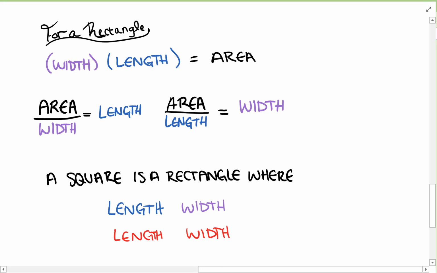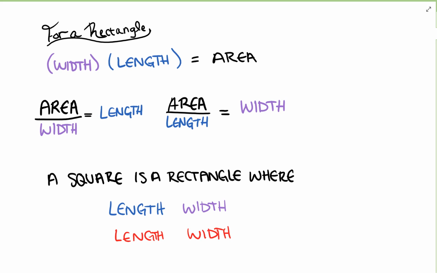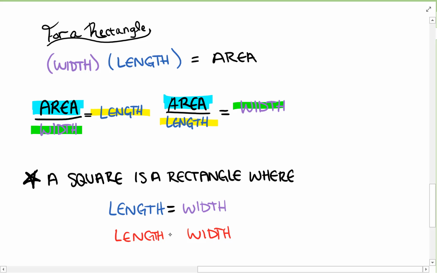To recap, for a rectangle, the area is width times length. That means if we take the area of a rectangle and we divide by the width, we will get the length. And if we take the area and divide by the length, we will get the width. And a square is a special type of rectangle where the length is equal to the width. All the side lengths are the same.